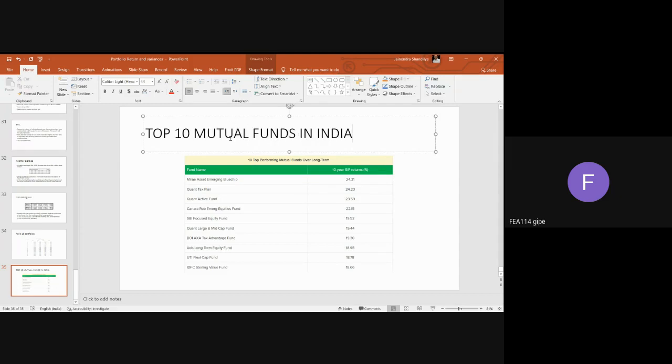This is reported by Economic Times. Economic Times reported it, so I just took it from their website. What it's showing is these mutual funds like Mirae Asset, Quant, Quant Active Fund, and coming all the way down to IDFC Sterling Value Fund. They are generating returns from 18.66 to 24.31.